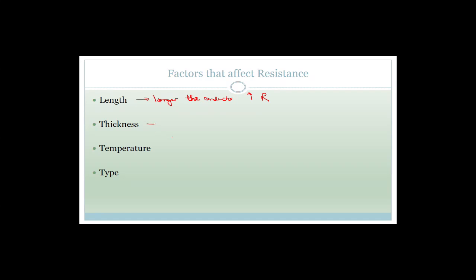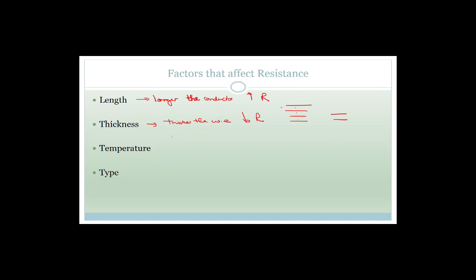Next, the thickness. Think of this, it makes sense. The thicker the wire, the lower the resistance. So I want you to think about traffic, and think about three-lane traffic versus single-lane traffic.